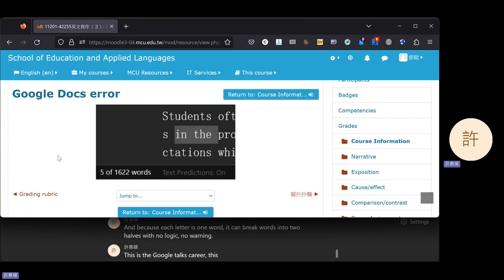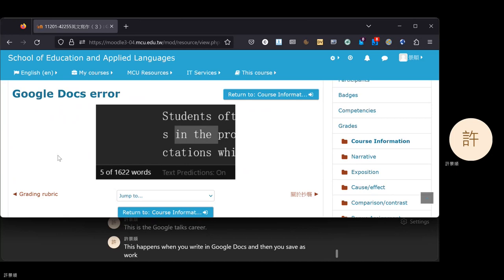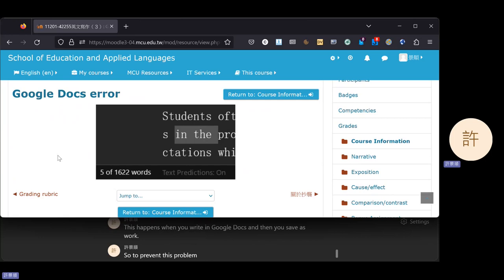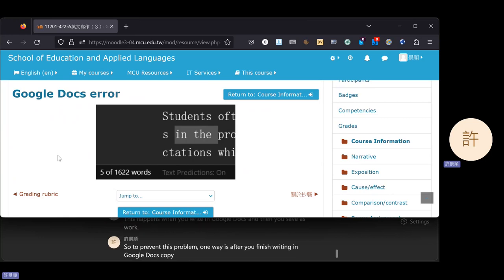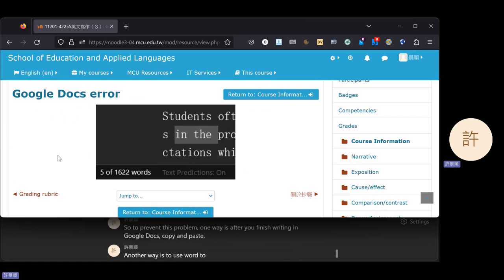This happens when you write in Google Docs and then you save as Word. So to prevent this problem, one way is after you finish writing in Google Docs, copy and paste. Another way is to use Word to write instead of Google Docs. If you like writing on your phone, our school has a Microsoft 365 account you can apply for, and you can use a mobile version of Microsoft Word.